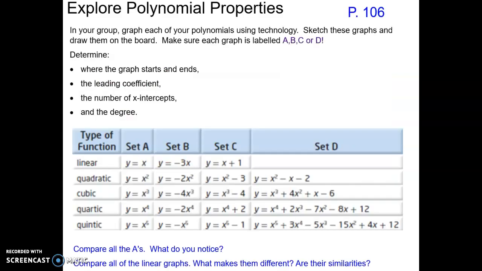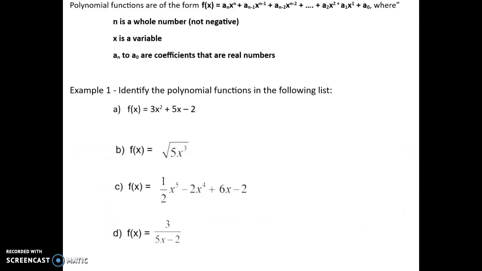Let's take a look at this then. This is just on page 106, and it's a little investigation that you can go through that compares all the different sets. Alright, so let's start by taking a look at which of these are polynomials. So remember that to be a polynomial, n has to be a whole number. It can't be a fraction, it can't be a negative, and again, that's the exponents. It has to have a variable, so we'd say x is the variable, and the other coefficients are real numbers. They, though, can be fractions and they can be negative. So the leading coefficients can be negatives or fractions, but the powers have to be nice numbers.